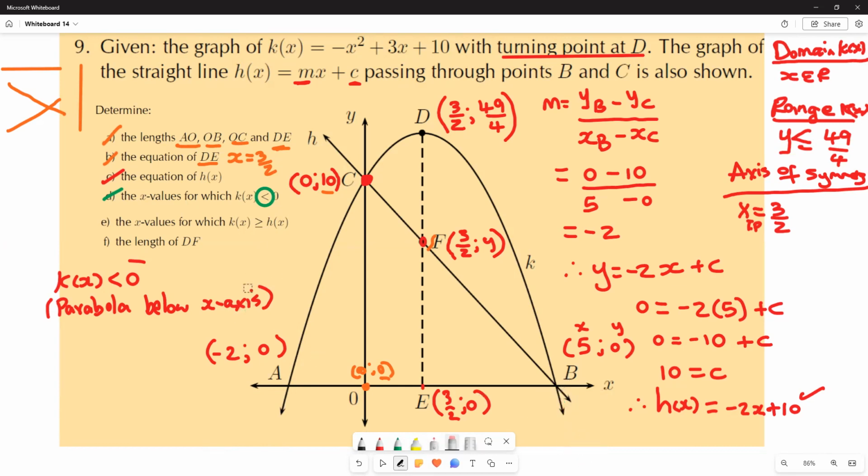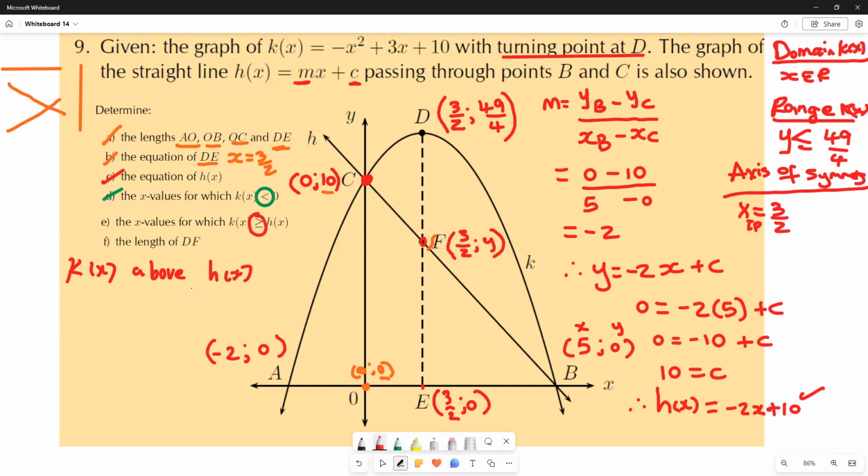Now they're saying k of x is bigger than h of x. I'm going to write again, what does this mean? K of x is bigger than h of x. So k of x is above. Bigger than means above, right? Above h of x. So they mean we're looking for where the parabola is above the straight line.